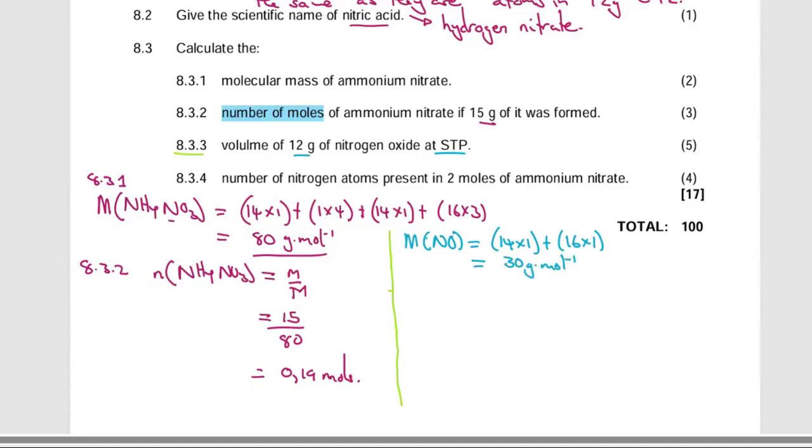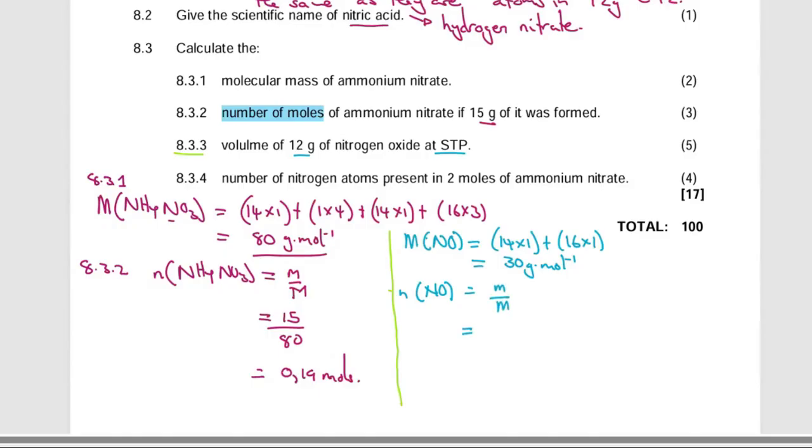Then after getting our value of 30 grams per mole, we can now proceed and calculate the number of moles of our NO. By formula, the number of moles is calculated by m over M.